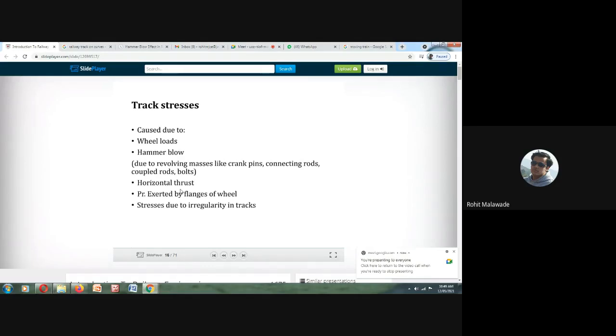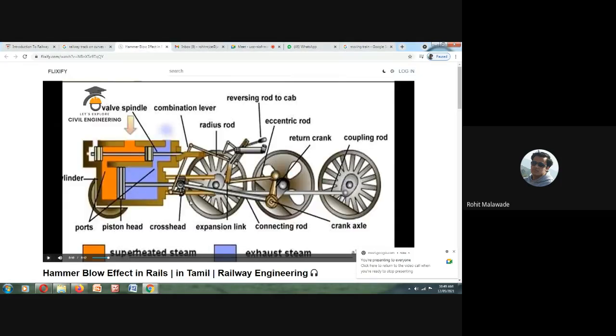The steam pressure which is going to occur on the piston of a steam engine is going to be transmitted to the wheel crank through the connecting rod. Now, here we are in the case of your steam engine. The steam pressure is going to be transmitted to the wheel crank through your connecting rods.